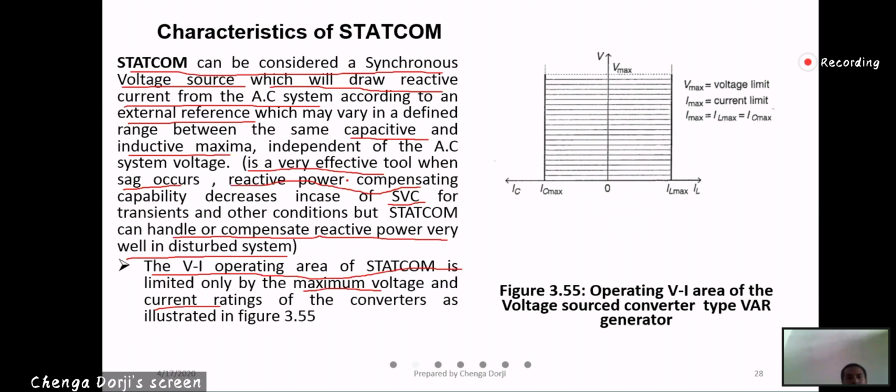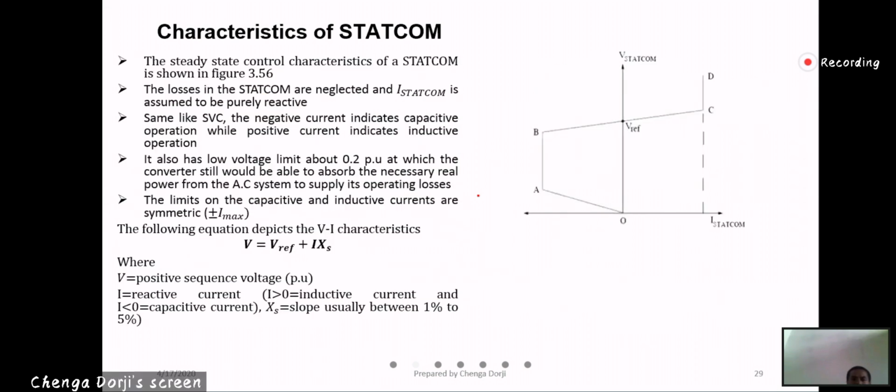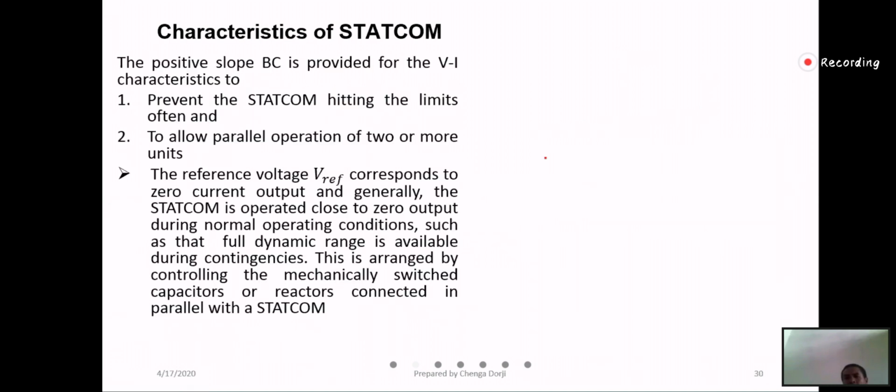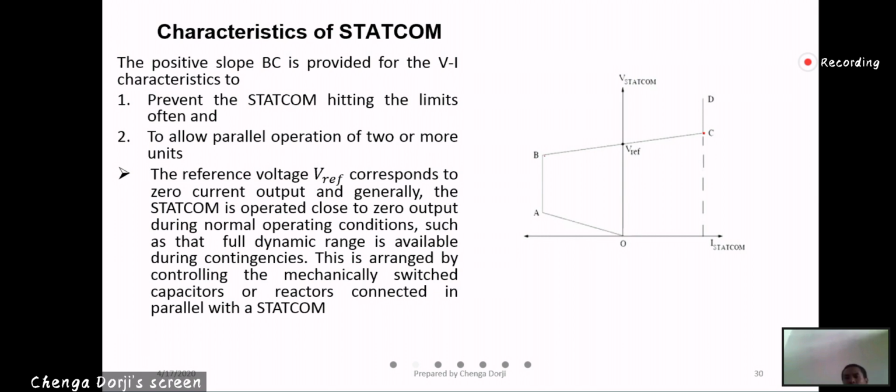So this is the STATCOM characteristic. Vmax goes up, and that is what you will have. Then, the positive slope BC: you see this slope BC is at a slightly lower gradient than C. Why? To prevent the STATCOM from hitting the limits often. We have a maximum I limit and a minimum I limit, and in order to stop it from hitting these limits too often, you are allowing this slope.